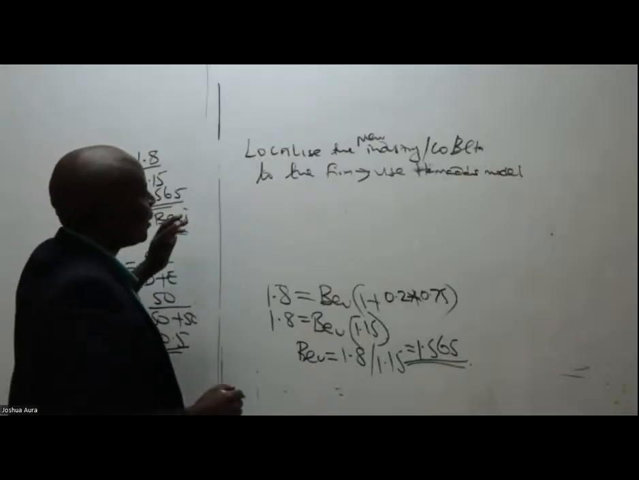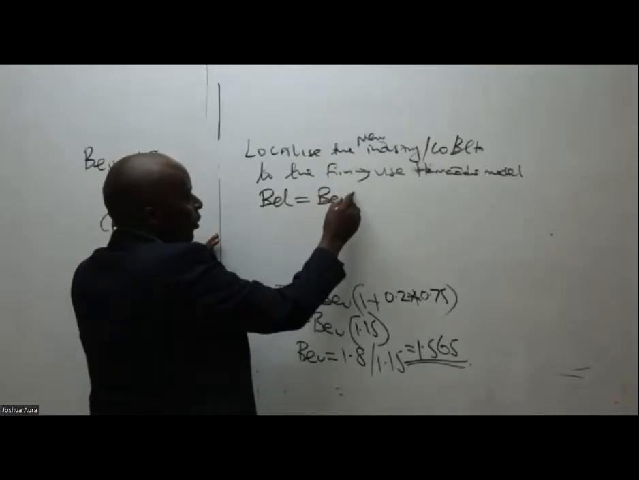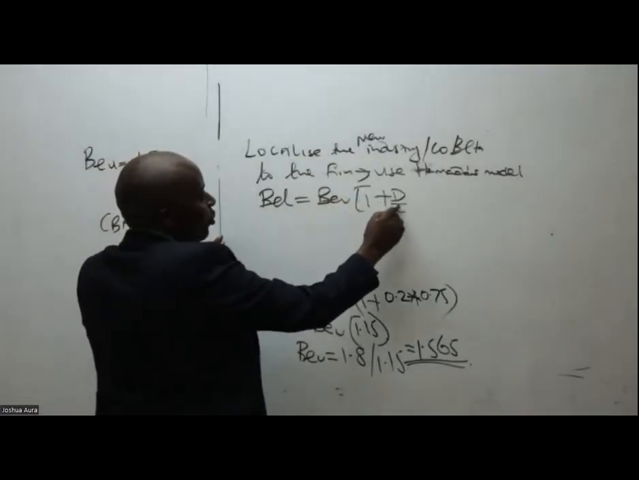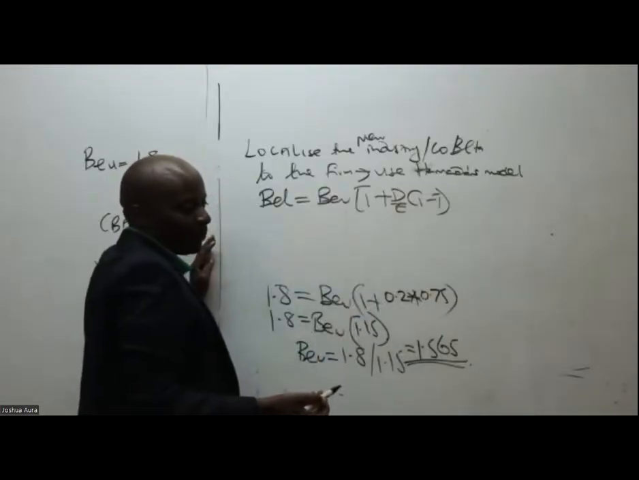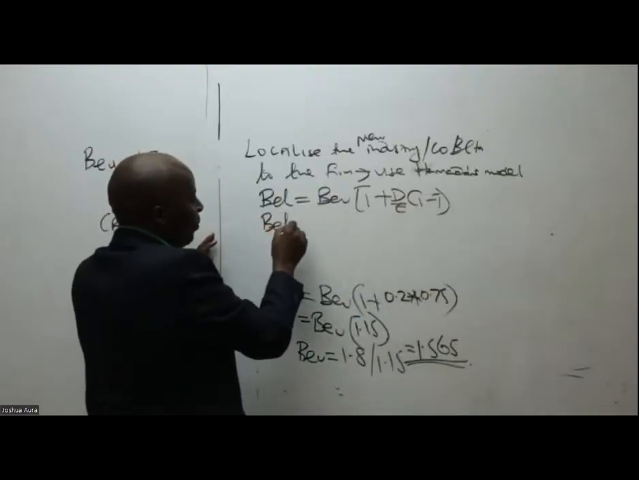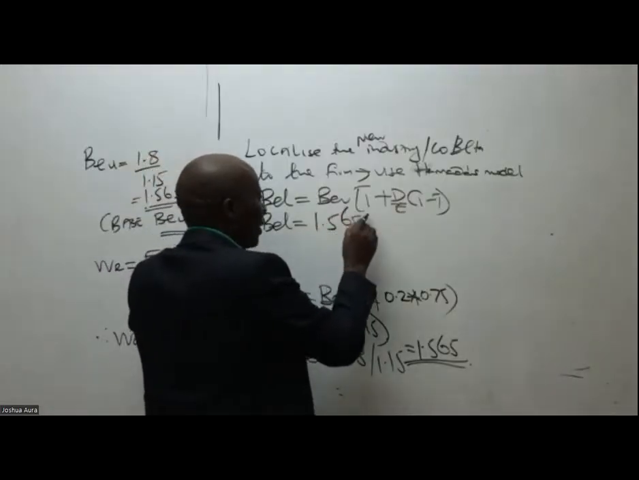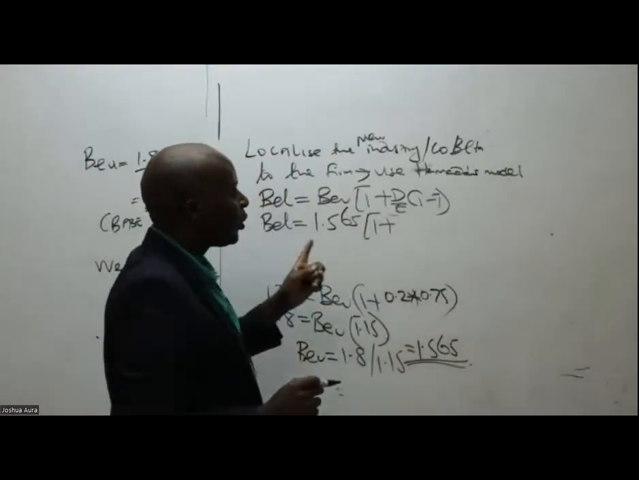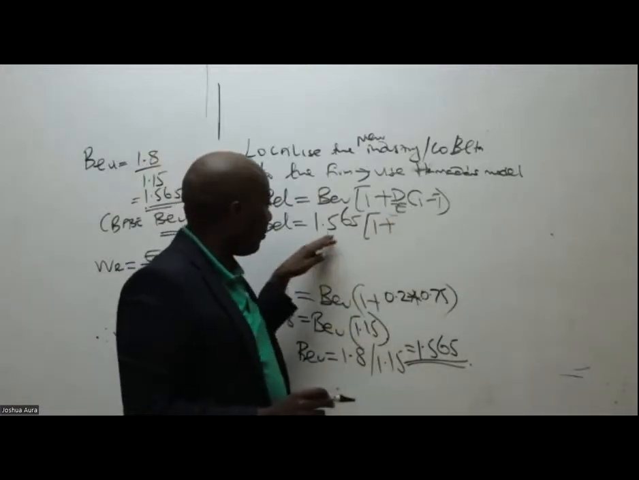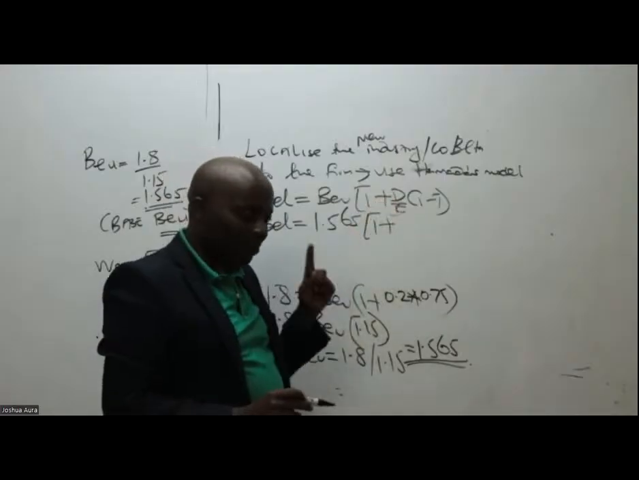So if that is the case, ladies and gentlemen, what do I have? Again, I'll go back there. BEL equals BEU into 1 plus debt over equity into 1 minus tax. So my BEL here will be equal to the BEU that you have just given me of 1.565 into 1 plus, now when I look at the company that we have at the moment, the debt to equity ratio of the company. I'm localizing this to the company, so I have to use the debt to equity ratio of the company.